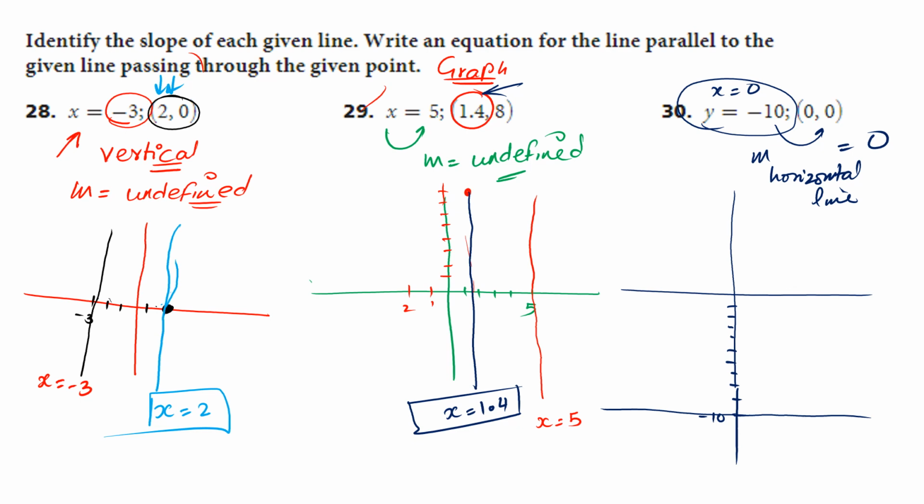Now to write the equation and sketch the graph, you have the point (0, 0). Only write the y value. That is y equals 0, and sketch the graph. Now you can see that this green line is parallel to the blue line, and here the value is y equals 0. That is our complete answer.